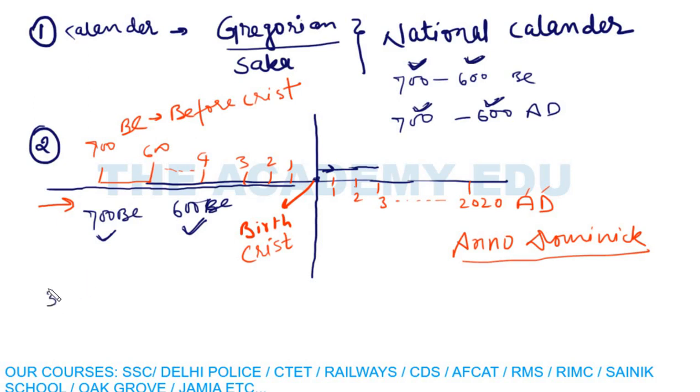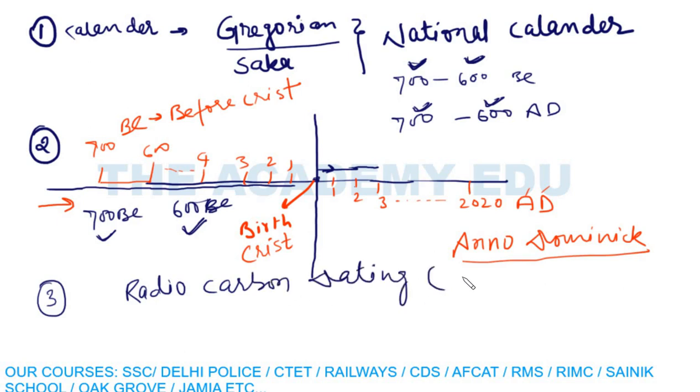One thing more: how do we come to know about the time? To determine the time, we have two methods. One is called radiocarbon dating, by using the isotope carbon-14. Carbon-14 is a type of carbon. So we use this technology to determine the date.